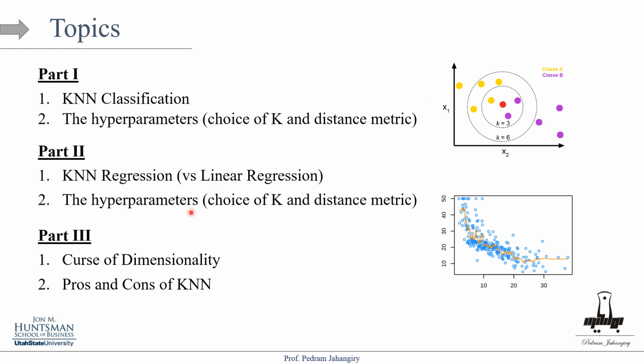In part 2, we will cover the KNN regression, and we will compare it with linear regression. And there we're going to say that, okay, when it comes to regression, we should be careful that KNN regression is not necessarily the best option. And we talk about a concept called curse of dimensionality, which we're going to cover in part 3.